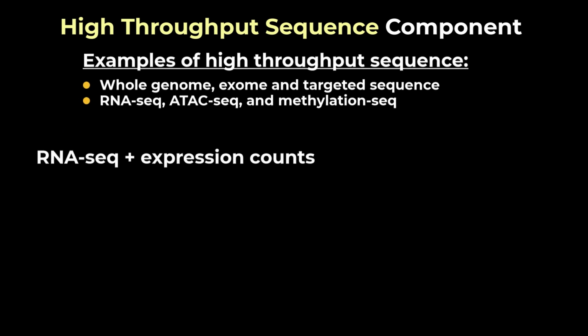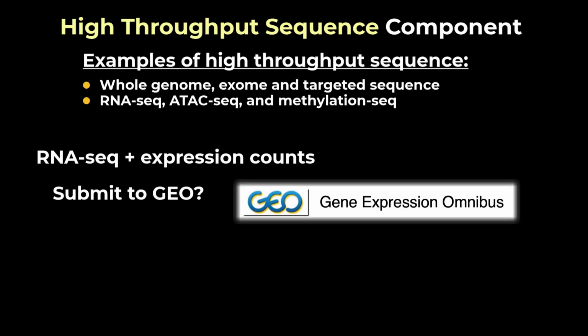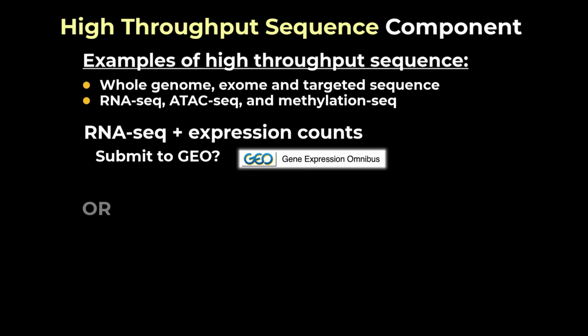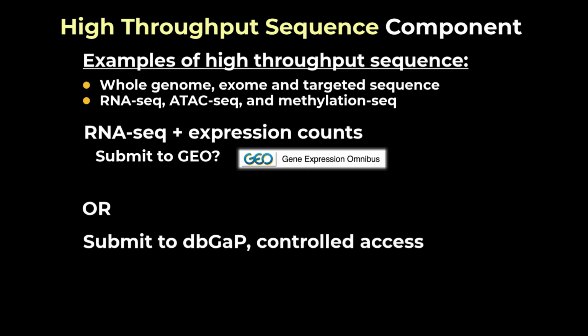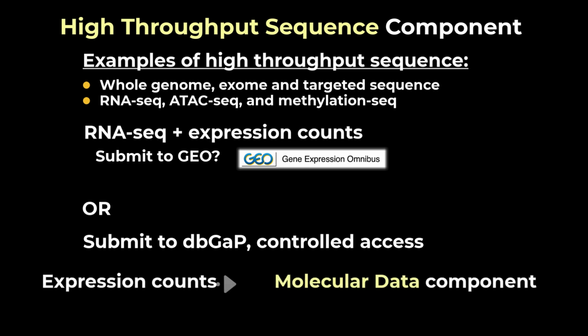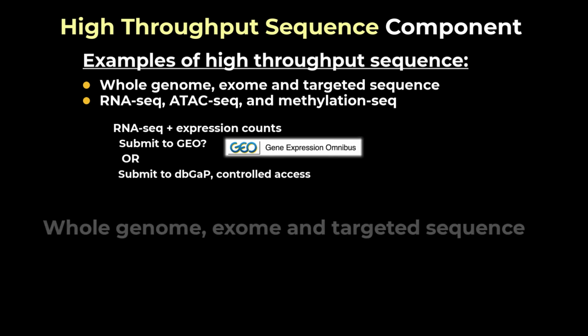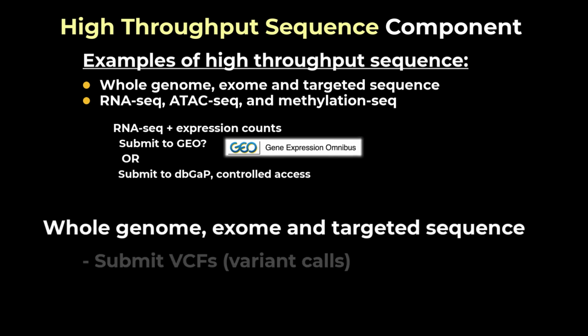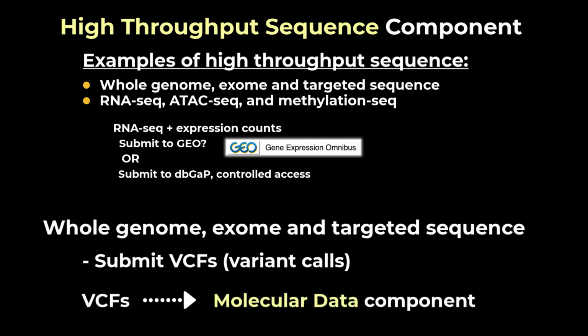If RNA sequences are submitted and expression counts are available, please determine if the expression data can be submitted to NCBI GEO, the Gene Expression Omnibus, where the data will be publicly available. If not submitted to GEO, the RNA-seq data goes to dbGaP behind controlled access, and the expression counts are submitted to the molecular data component. Similarly, if whole genome, exome, or targeted sequences are submitted, please also consider submitting VCFs, or variant calls, which are more commonly downloaded and used. Please upload VCFs under the molecular data component as well.